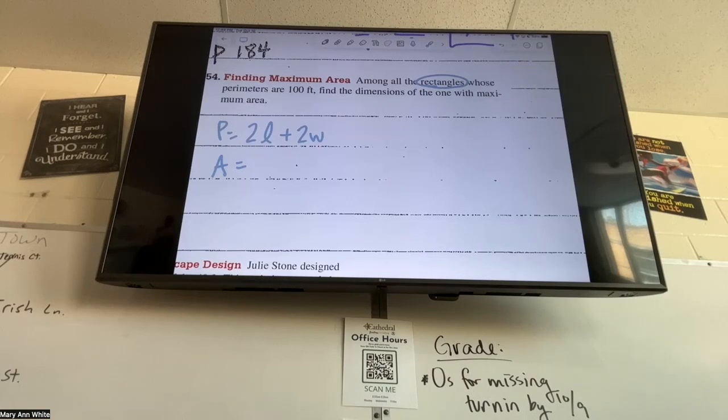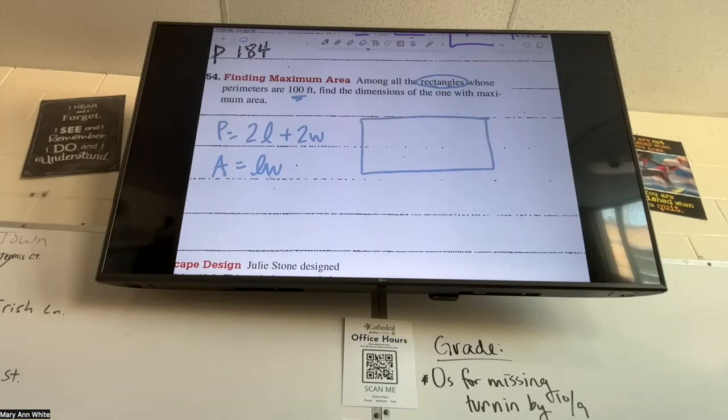All right, area. What's area? Length times width. You came in so hot with that length times width with perimeter. Okay, so we need both of these formulas because we're finding, of all of the rectangles whose perimeters are 100, the one with the dimensions with the maximum area.